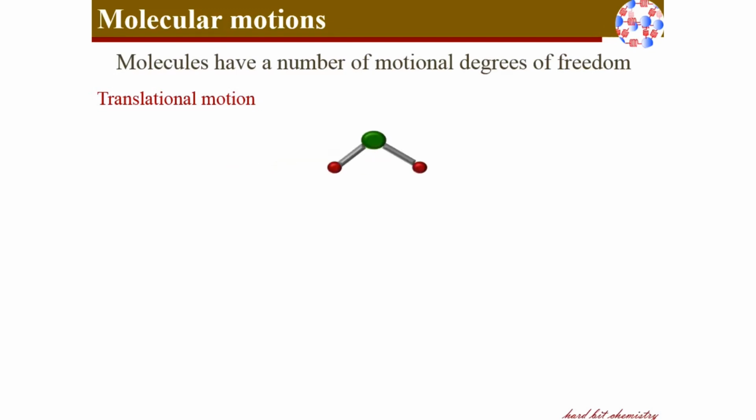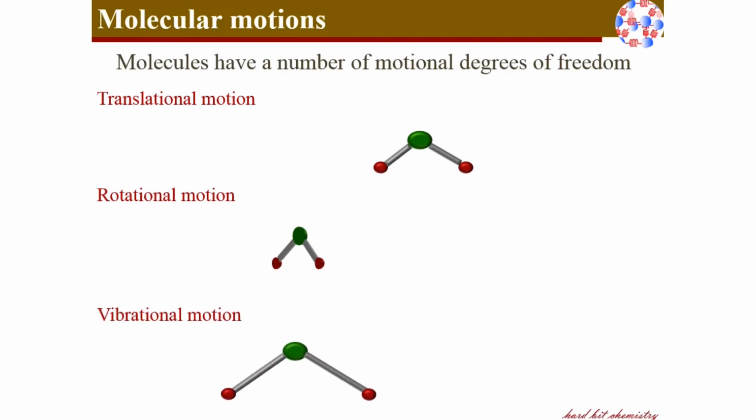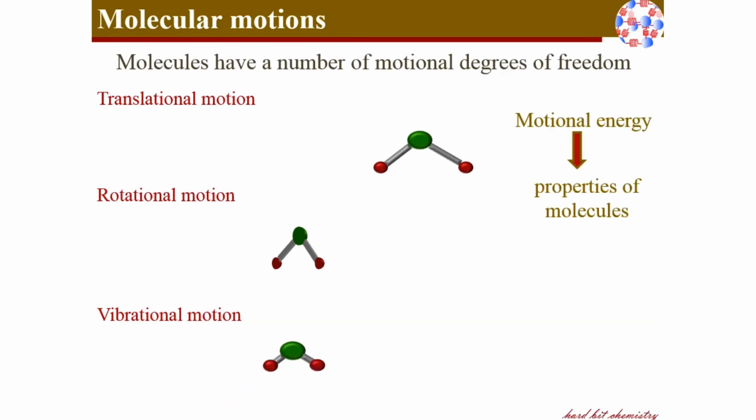For example, they can move from one position to another like this. That is called translational motion. And they can rotate themselves about a certain axis, that is rotational motion, and they can vibrate about their bond length like this. And these different kinds of motions contribute to the energy of the molecule. And these motions have their own significance because these motional energies are reflected in several molecular properties.